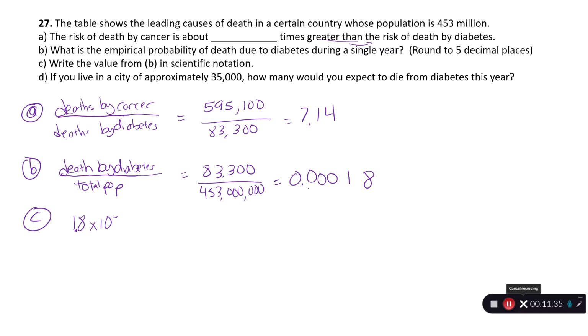And then I have moved 1, 2, 3, 4. I've moved that decimal place to the right 4 to get this form. And so I have a magnitude of 4. So 1.8 times 10 to the 4th.